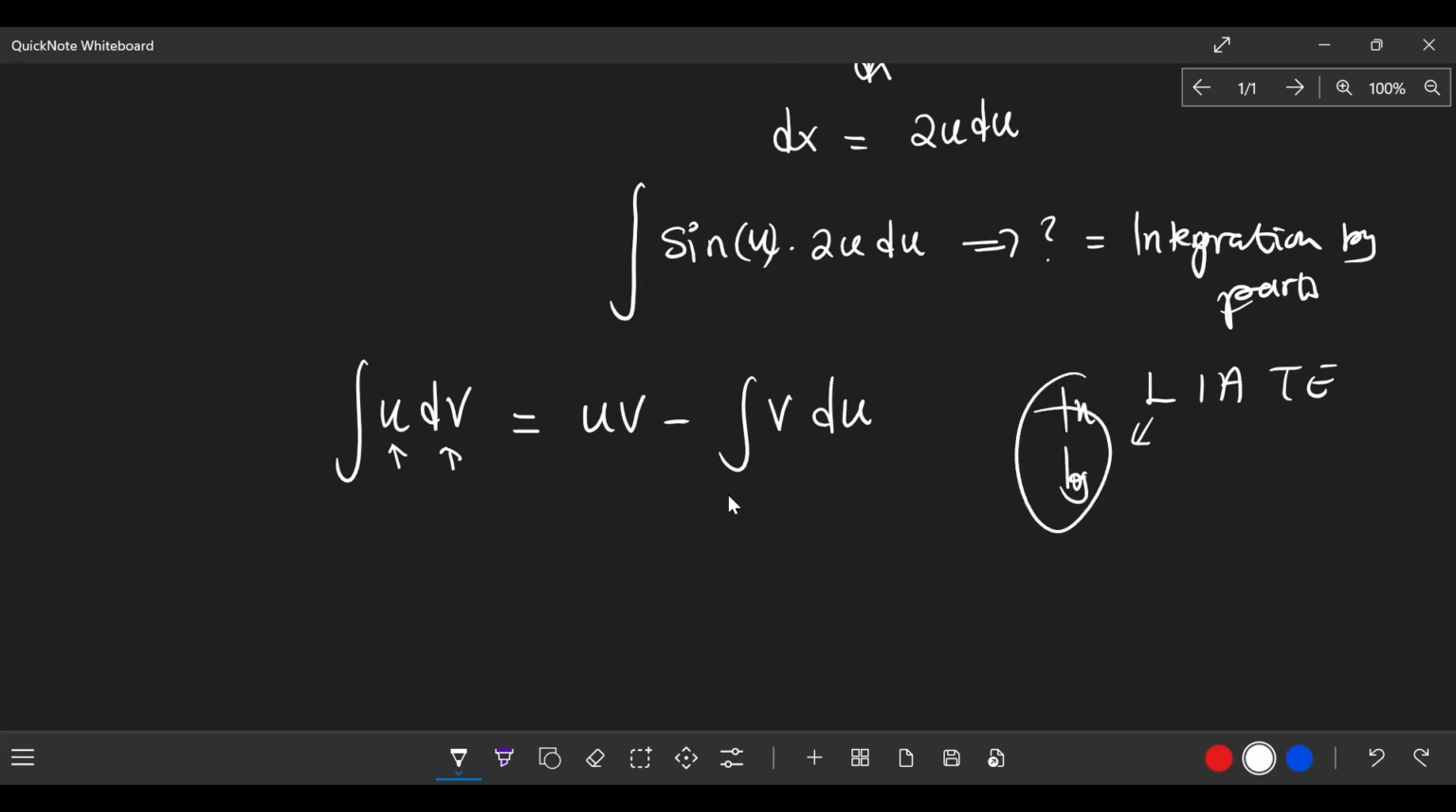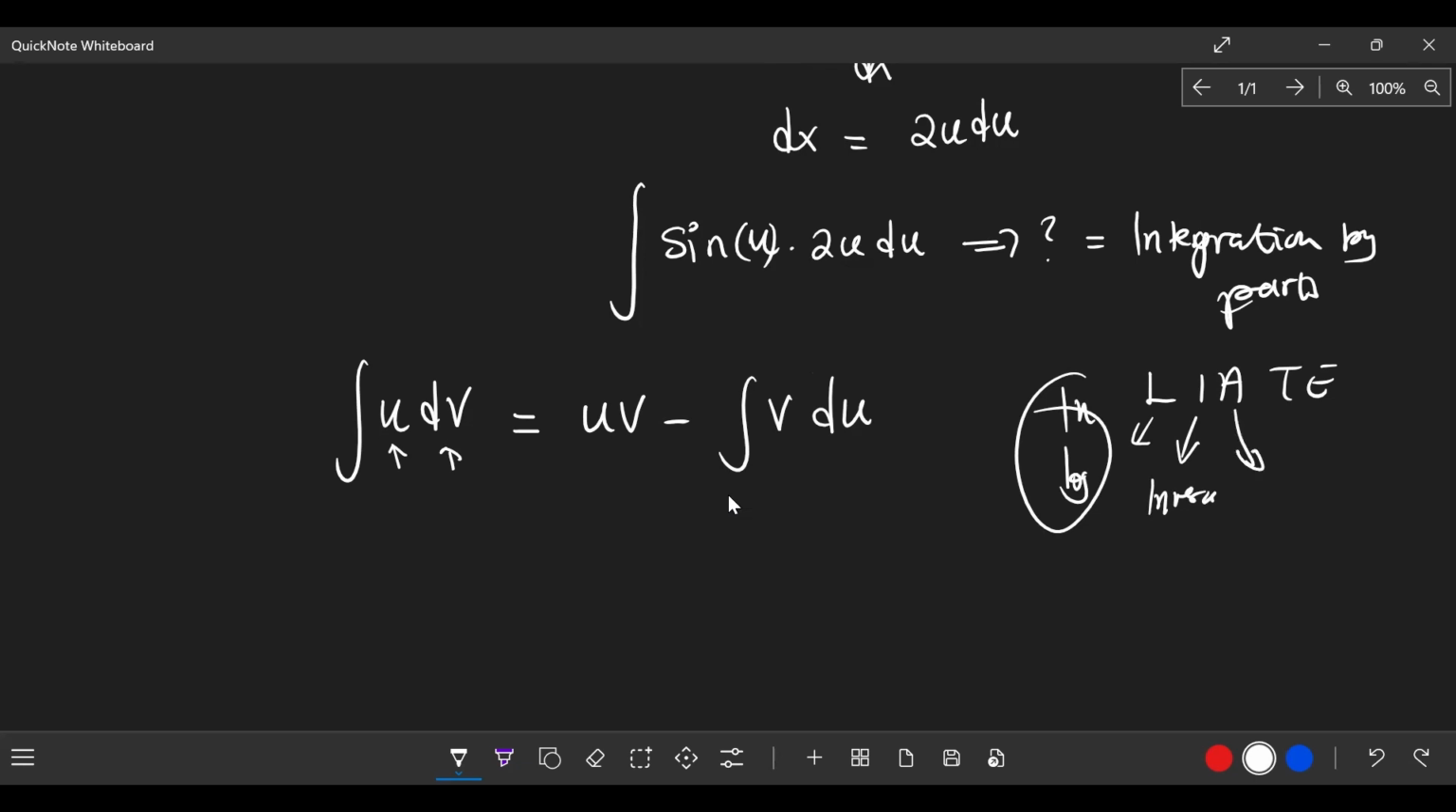So if you have a logarithm function in your integral, that one is going to be your u. That will be your priority. Okay. Next, inverse trig functions. This one, cos inverse, sine inverse, tan inverse, whatever. If you have it, that will be a first priority for you, isn't it?